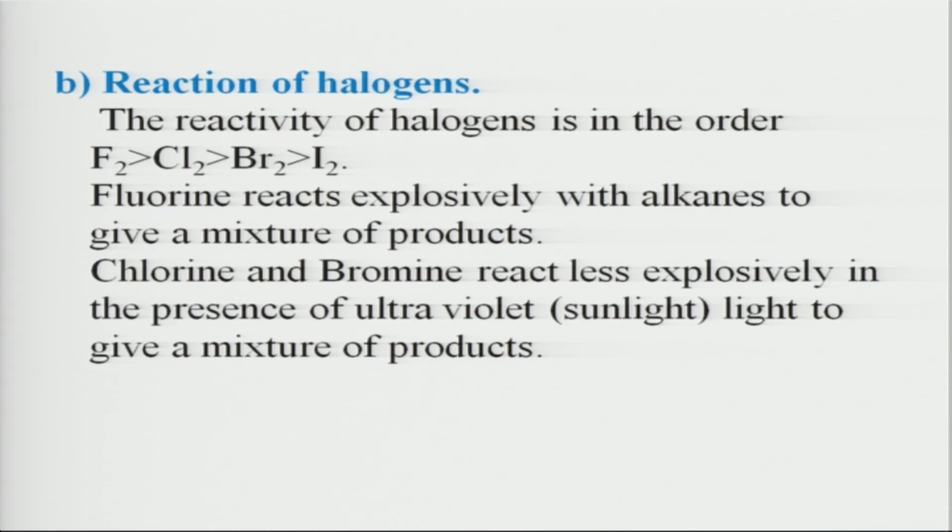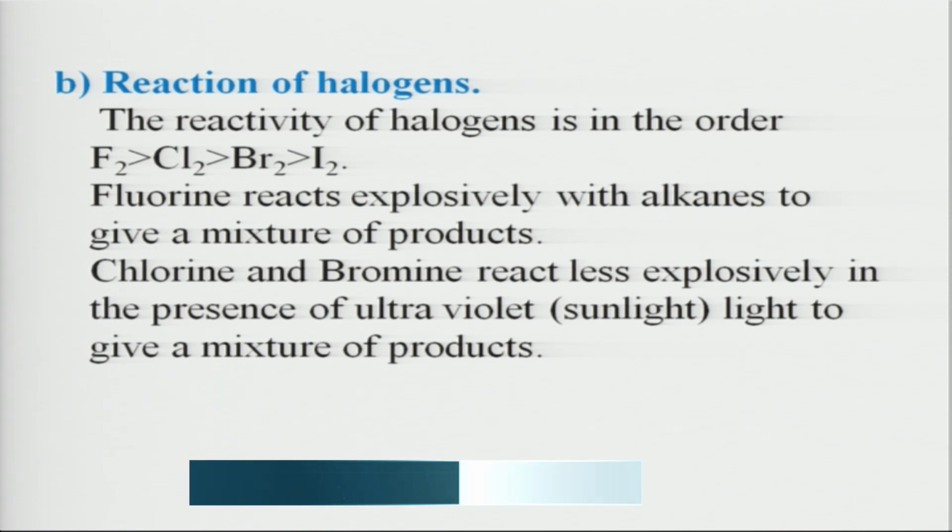Despite the fact that we have these chemical reactions, we also show the reactivity of our halogens. Fluorine reacts explosively with alkanes to give a mixture of products. We may not talk about it, but one of the products produced when fluorine reacts with alkanes is HF, along with carbon and a mixture of different products, which are not very important.